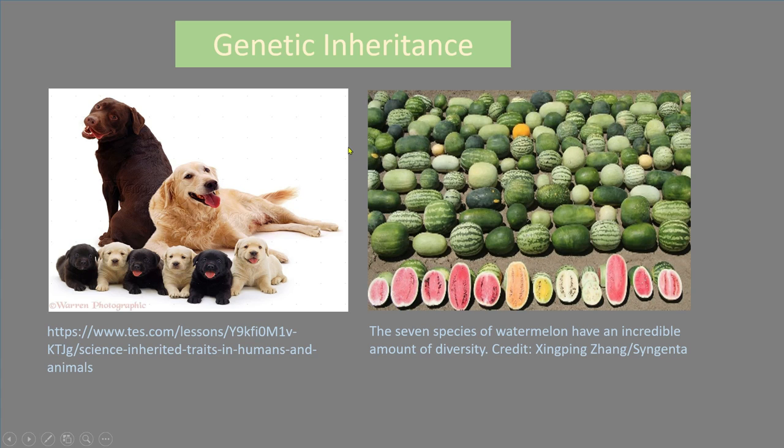As you can see, inheritance is very much present in nature. For example, here in the children, you'll see the features inherited from the parents. And also here in the watermelons, as you can see, there are different types, and these types are inherited from their parents.